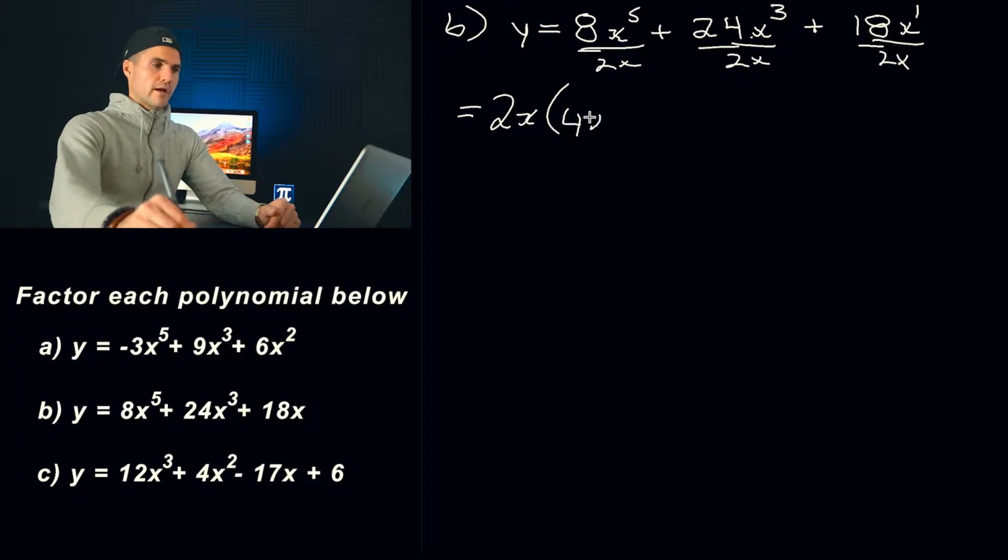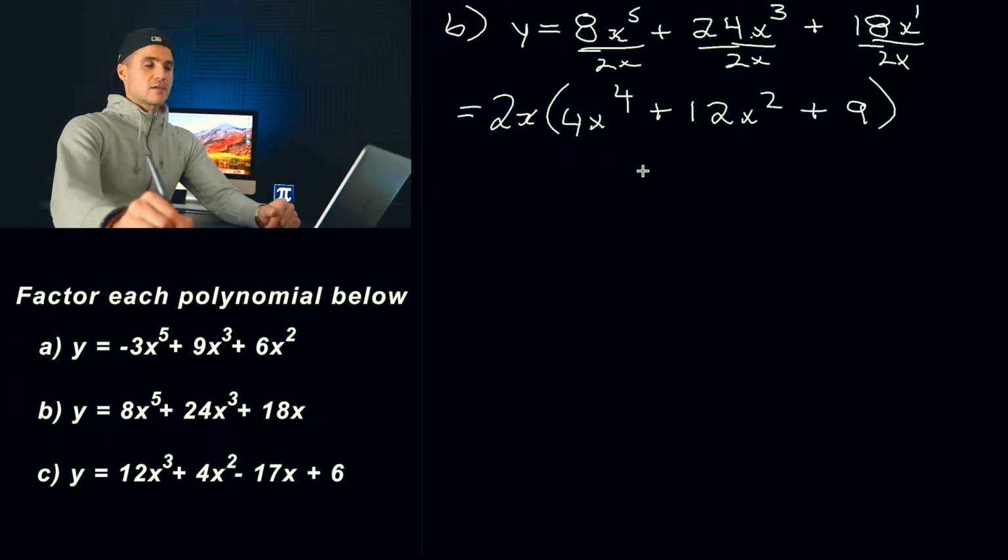We'd have 4x to the 4 plus 12x squared plus 9, like that. And so we're left with this quartic function in brackets here. Now this one's going to be a little bit unique, so I'm going to take this one, let's rewrite it over here, and let's deal with it separately.